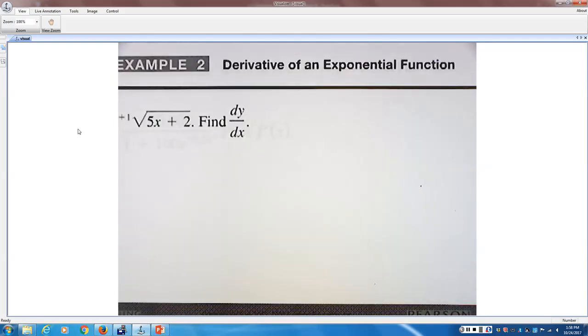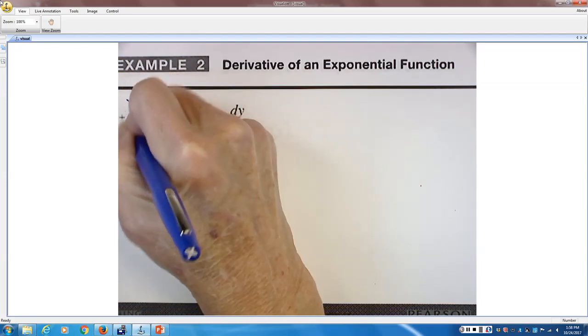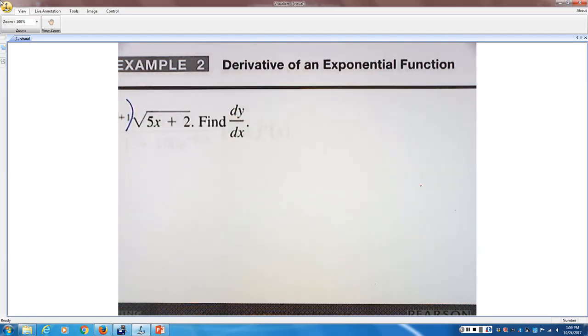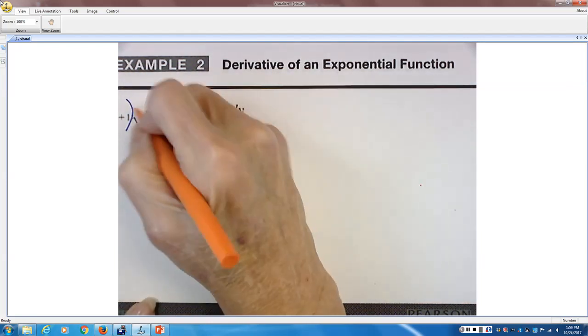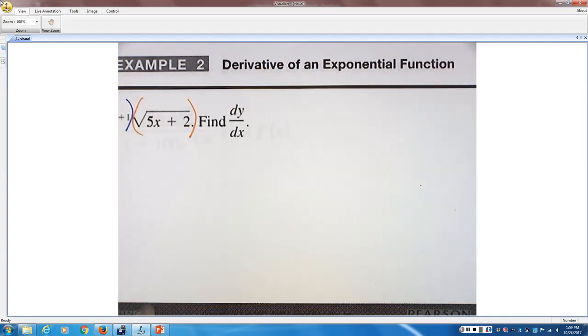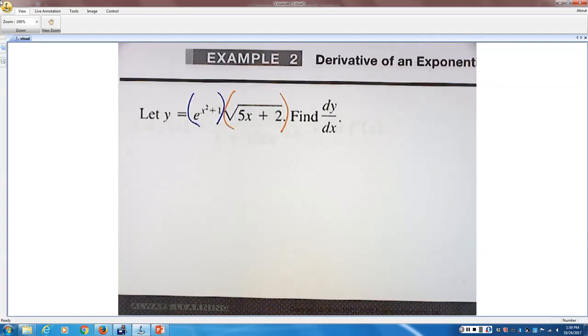Okay, let's try another one. Because the only way to learn these is just practice, practice, practice. Here we've got two expressions. Y is actually a product. We have two different pieces. So y is actually a product function. So remember your product rule.